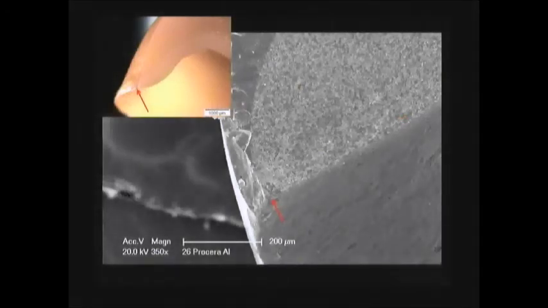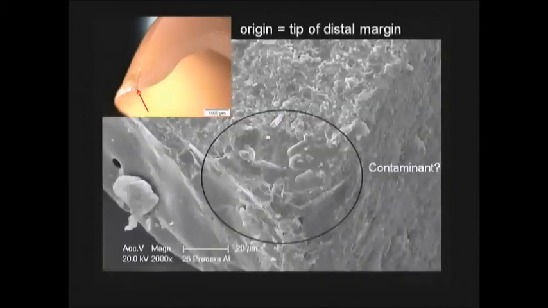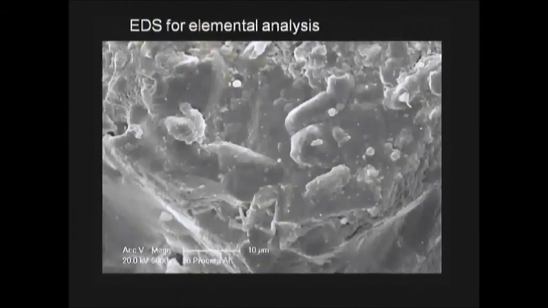Well, there is a little chip, but look more closely in this area. I'm going to zoom in. What is this? Unfortunately, my dental school is not rich, has a very old scanning electron microscope with no elemental probe. So I cannot tell you what this is. What I can tell you is this is not normal.